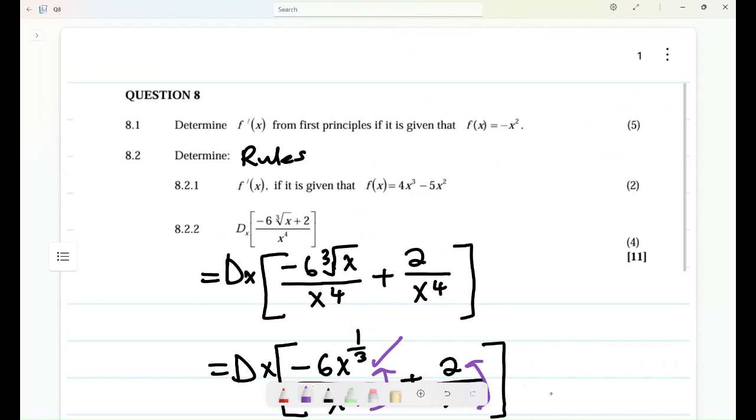Let's meet on question 9, where we deal with graphs, cubic functions. Okay, thank you.